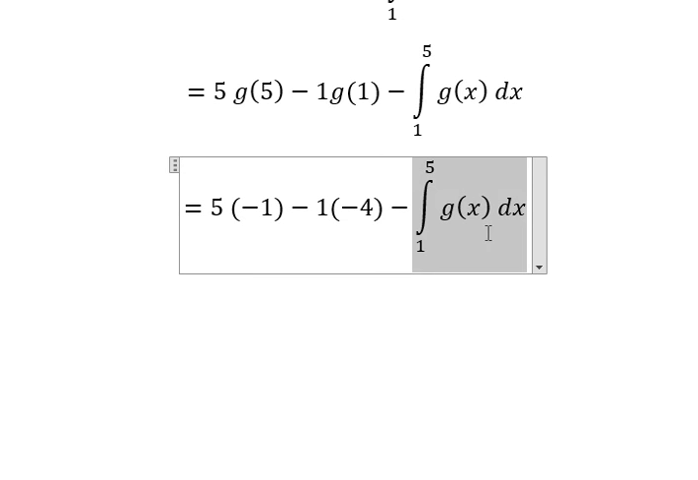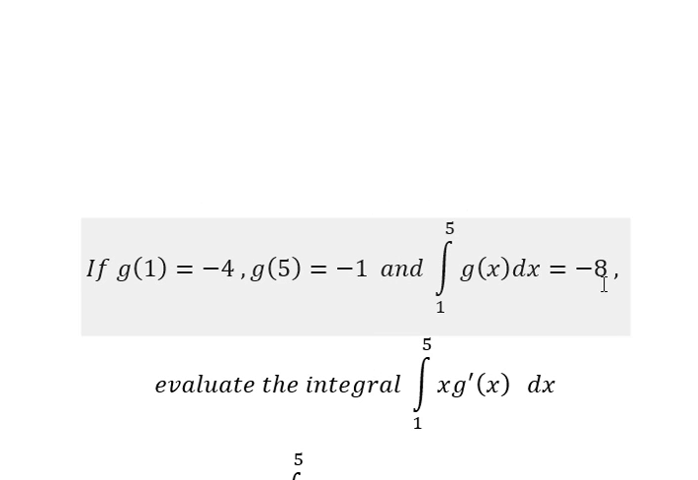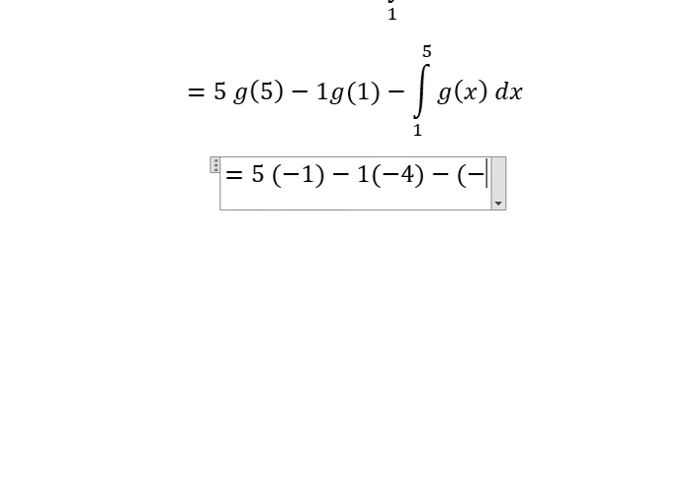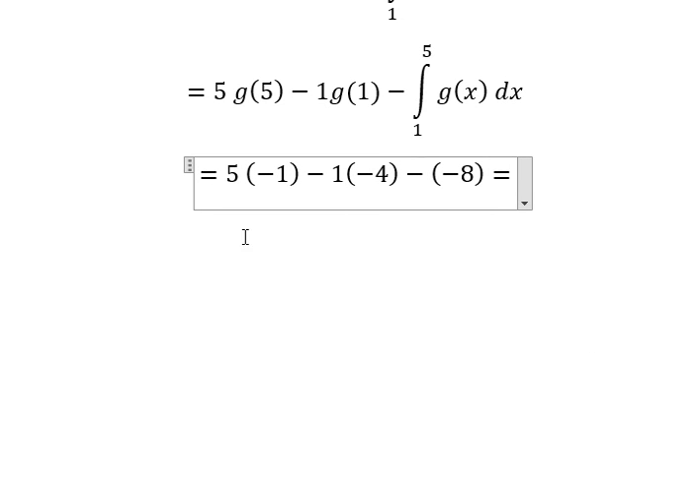The integration of this one, that is negative 8. So we calculate this one and we have 7.